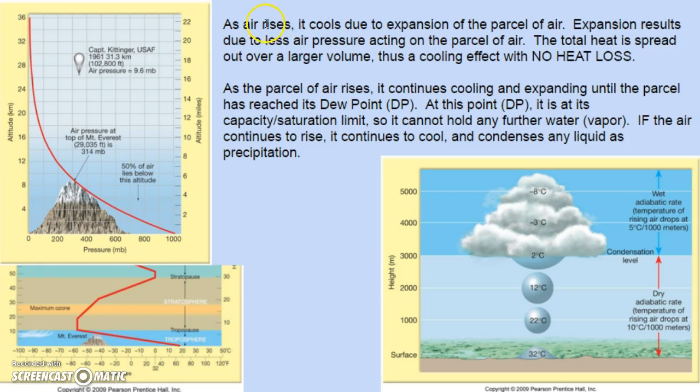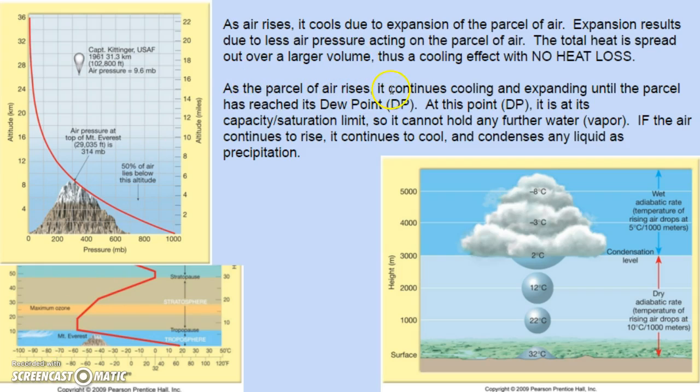We know and have studied that as air rises, it cools due to expansion of the parcel of air. Expansion results due to less air pressure acting on the parcel of air itself. As we move up in altitude or elevation, we have less pressure. We're decreasing in pressure here, so our value on my x-axis is decreasing. The total heat is spread over a larger volume. Thus a cooling effect takes place, but there's no heat that's being lost. It's simply spread over a larger volume, like the 3 dimensions that we've talked about.